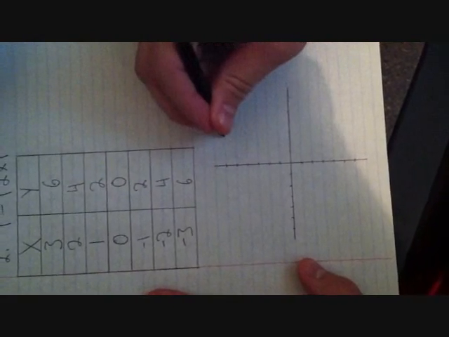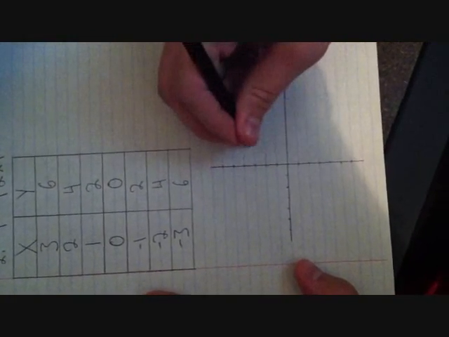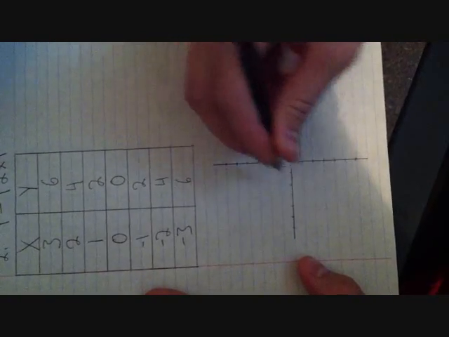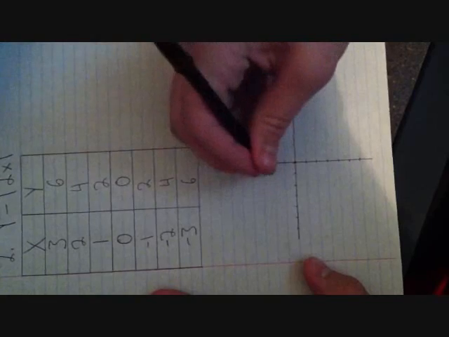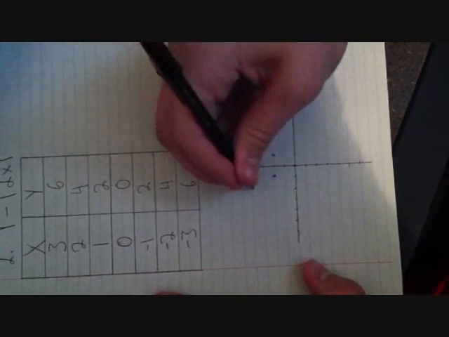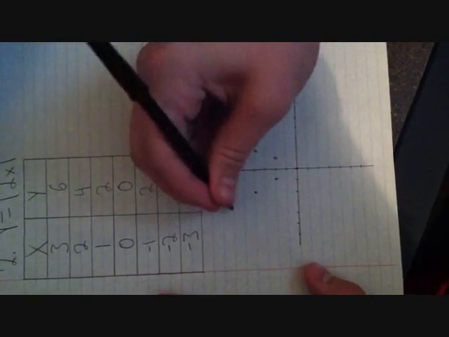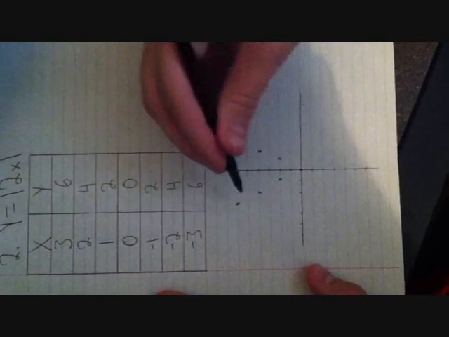So we'll graph this once again. 3, 6, 2, 4, 1, 2, 0, 0, and then it's going to be the same on the left side. So negative 1, 2, negative 2, 4, negative 3, and 6. So we have our V.